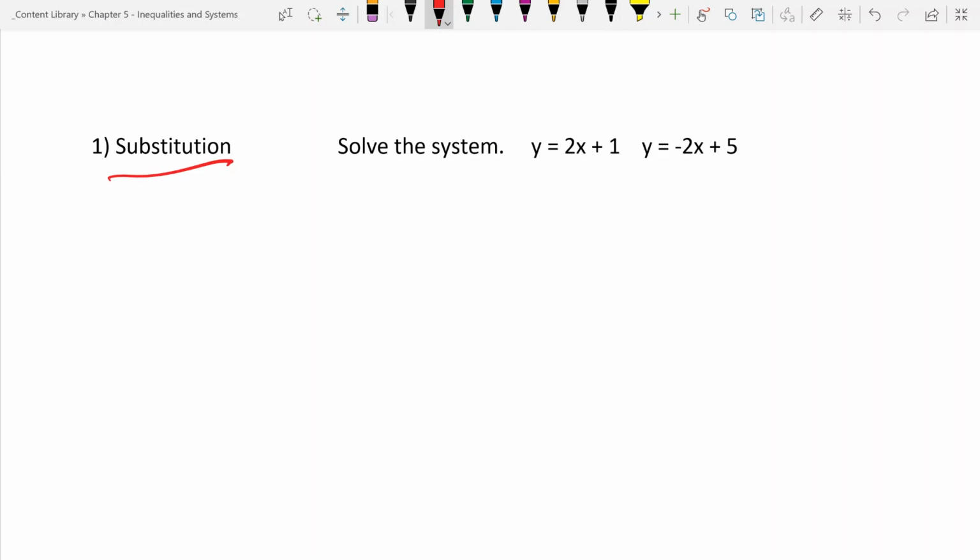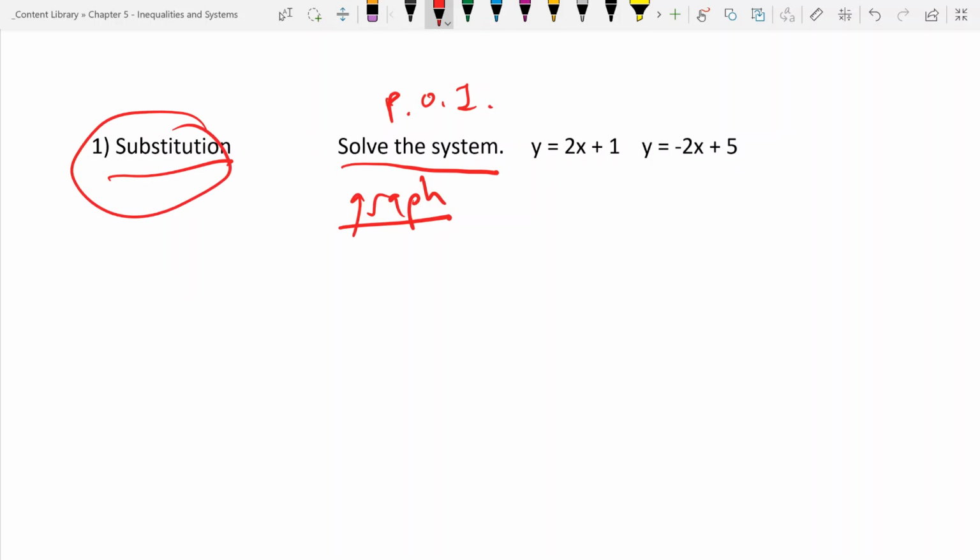Substitution. So we're trying to solve the system or find the solution, which really means find the POI. Again, we could graph it, and sometimes it would work. I'm going to tell you, looking at these, you would be able to do it with graphing because they're pretty solid, easy integers, but you need to know how to do it using substitution as well.